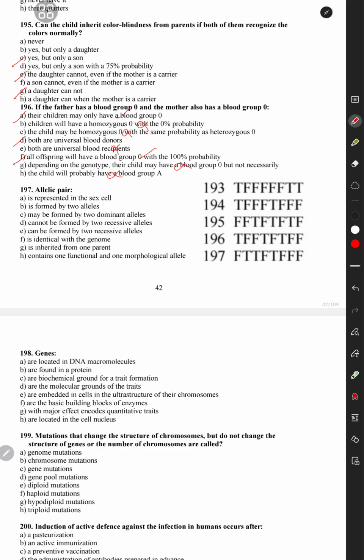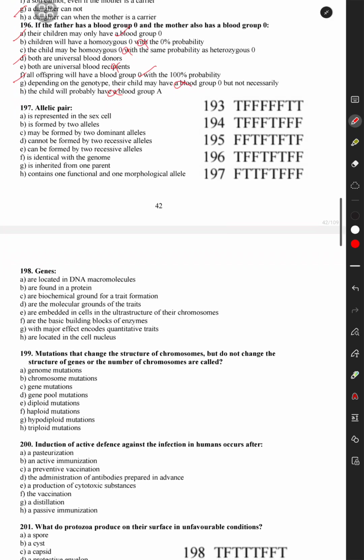Allelic pair. An allelic pair is formed by two alleles. May be formed by two dominant alleles, cannot be formed by two recessive alleles, can be formed by two recessive alleles, with the genomes inherited from one parent, contains one functional and one morphological allele.